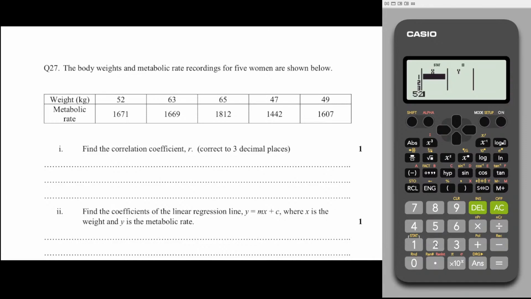So now we're going to substitute our values in, so type them in: 52, 63, 65, 47, and 49. Okay, and make sure you line these up. So 1671 equals, 1669 equals, 1812 equals, 1442 equals, and 1607 equals. Okay. Now we've done all this really hard work, so we're going to get rid of it because we hate it.